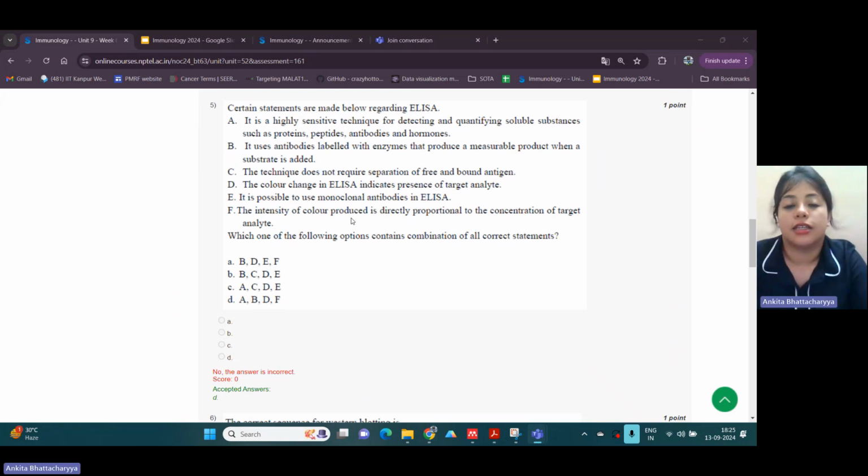Second, we've been asked that it uses antibodies labeled with enzymes that produce a measurable product when the substrate is added. That is what I just explained, and therefore option B in this case would be the correct option as well. Next, it does not require separation of free and bound antigen. That is not correct. Why? I'll explain it a little further.